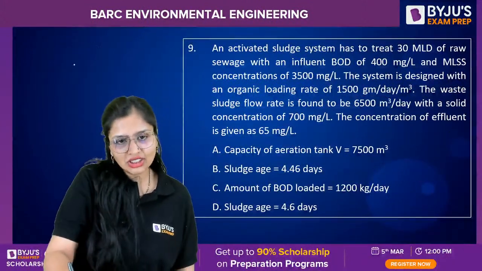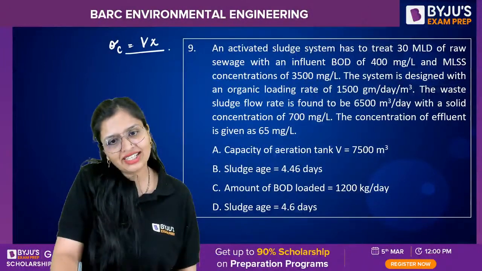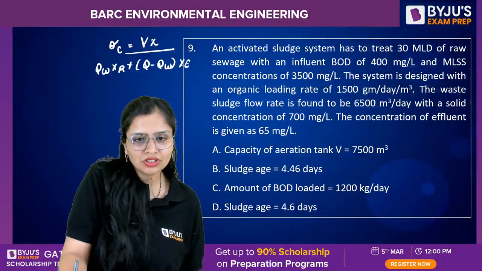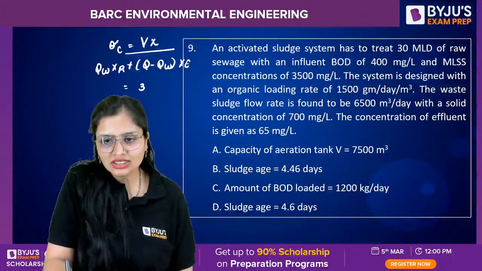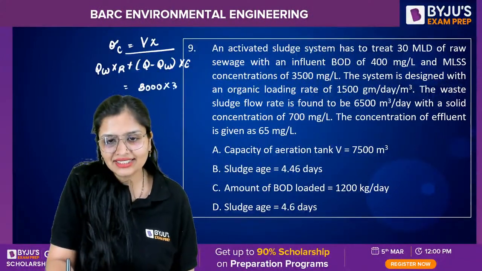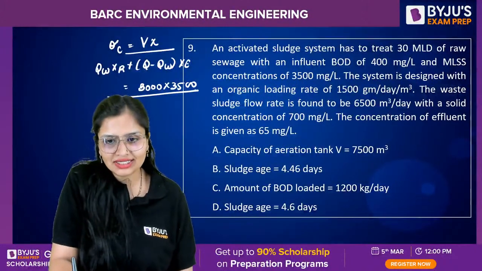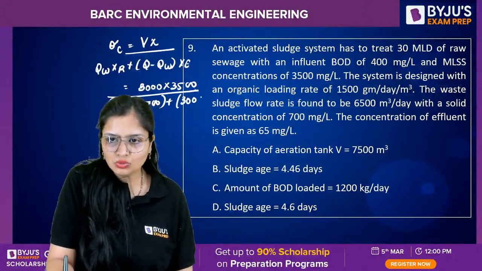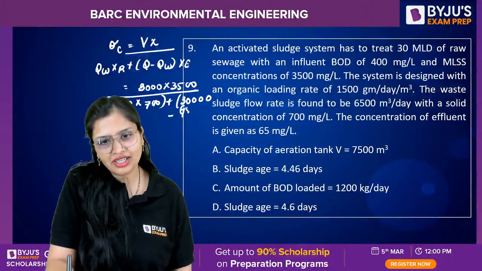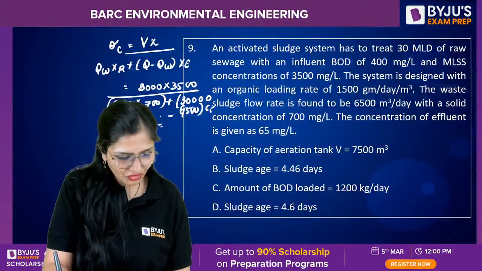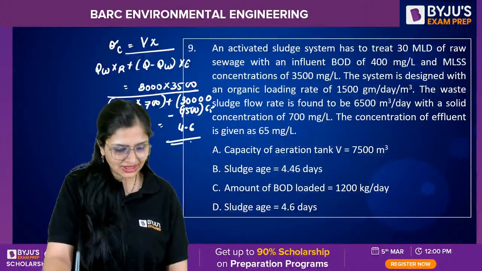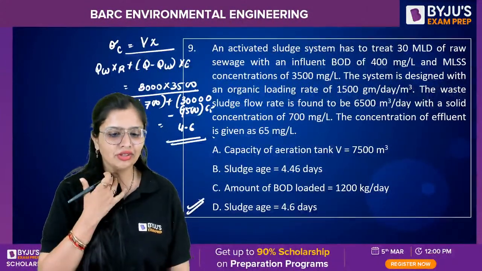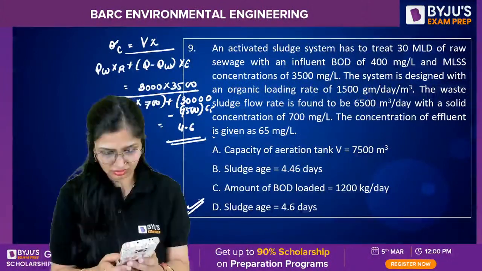Lastly, talking about sludge age, this will be Vx divided by QwXr plus (Q minus Qw)Xe. So just substitute the values. That's it. You have got everything. 8,000 is V, X is 3,500, Qw is given as 650, Xr is 7,000 plus 2,3,4 minus 650, and Xe is given as 65. So from this, 4.46 days, it is actually 4.6 days. Just check your calculations once again. It should come to 4.6, but fine, you can check your calculation once. Check it.